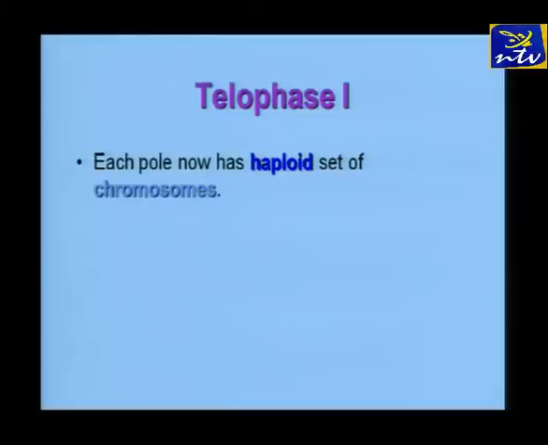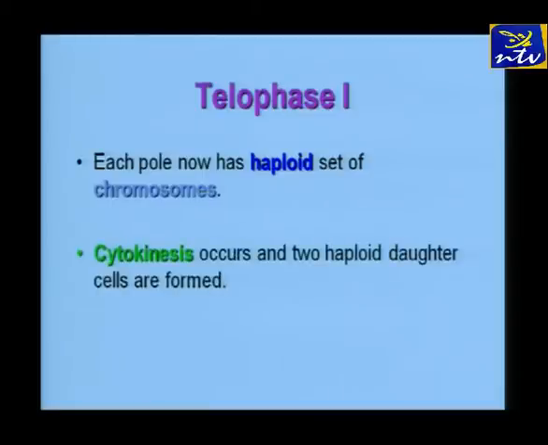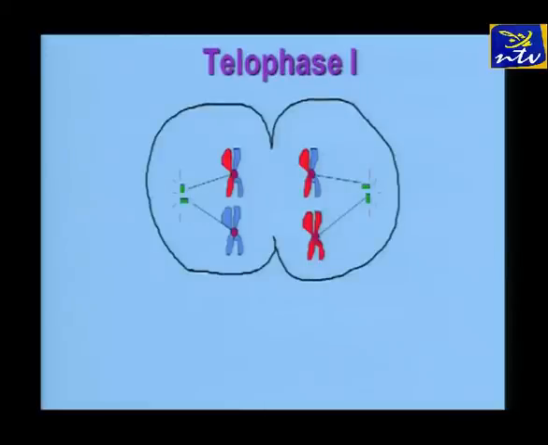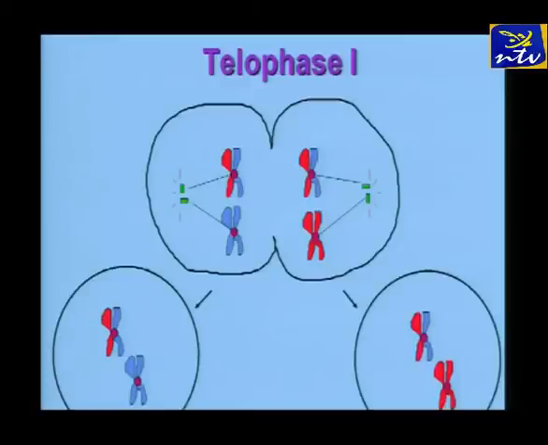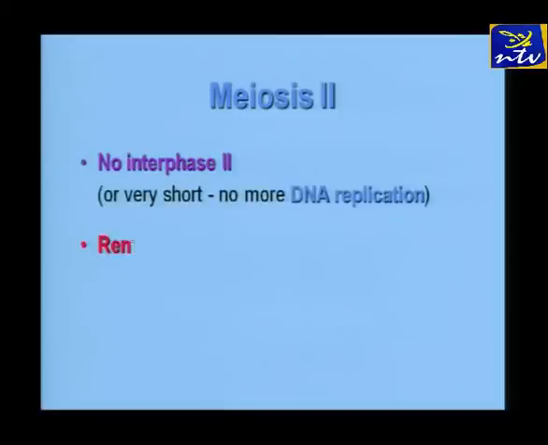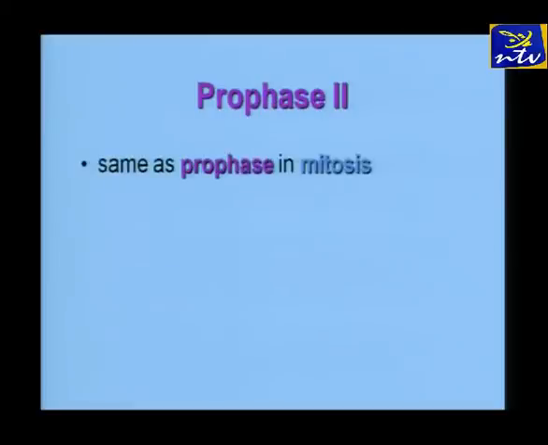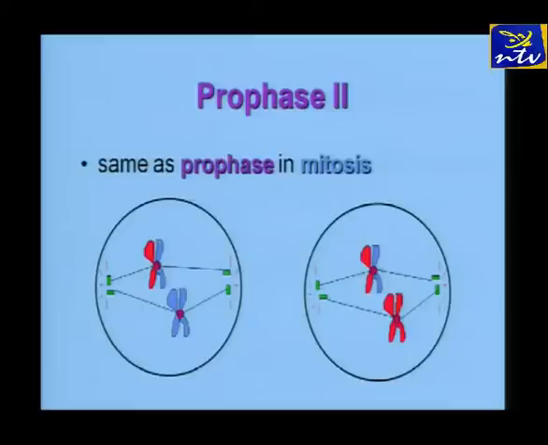Telophase 1: each pole now has a haploid set of chromosomes, followed by cytokinesis. As I have mentioned, cytokinesis is the division of cytoplasm. In telophase 1, 2 cells are formed. Each cell has half the number of chromosomes. Meiosis 2 has no interphase 2, same as in mitosis.